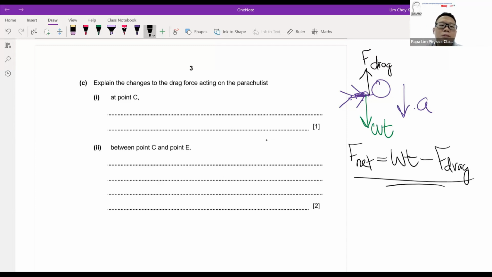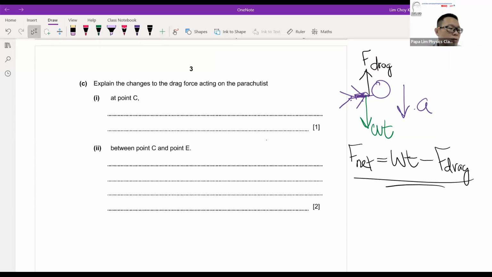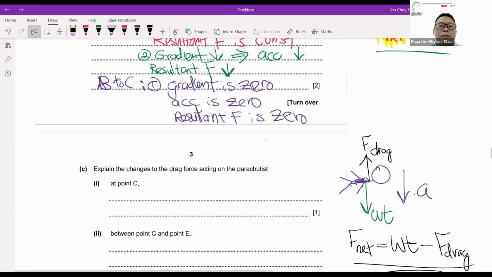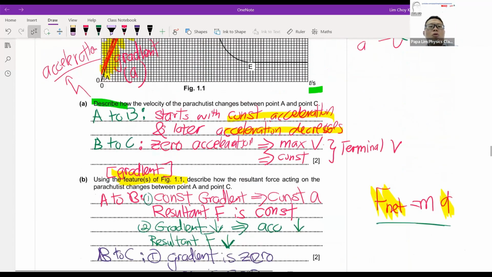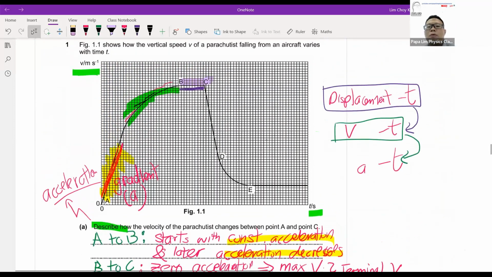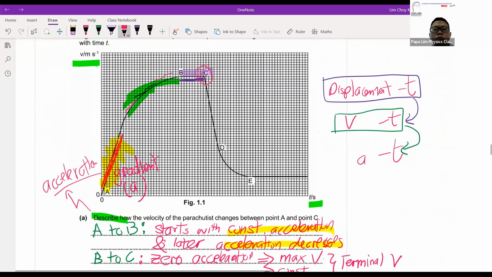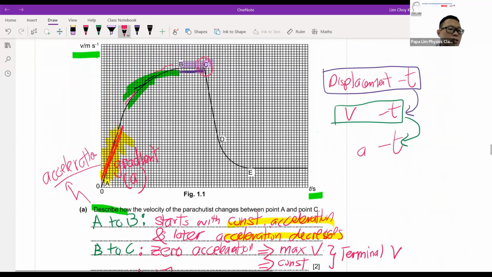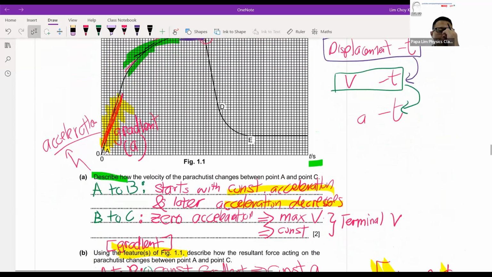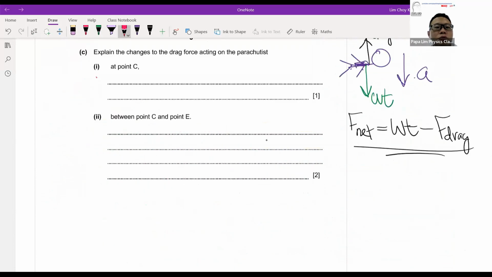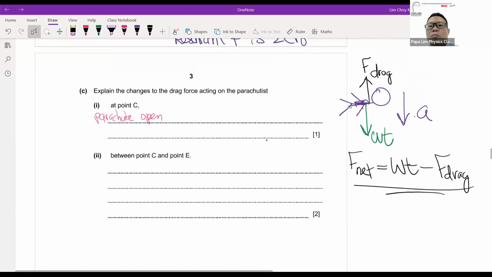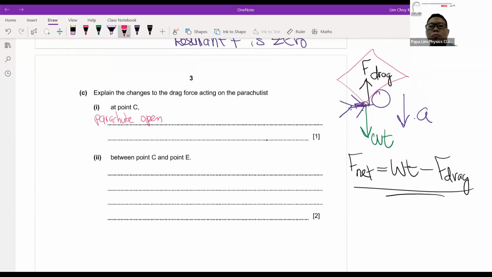And at point C, we already know this is the position where the parachutist opens up the parachute. So the moment I have a parachute, what will happen here? When the parachute is open, it is so big that the drag force increases by a lot because you have a bigger surface area.